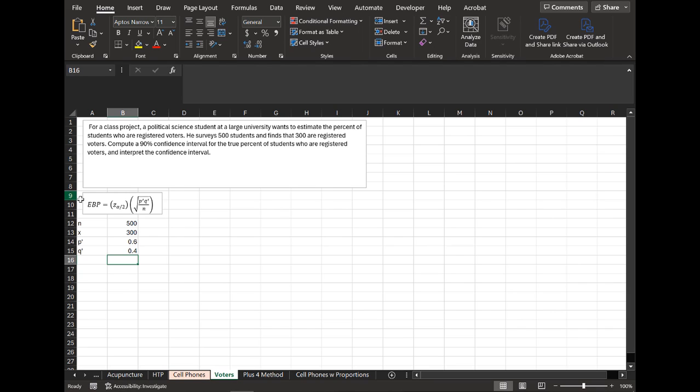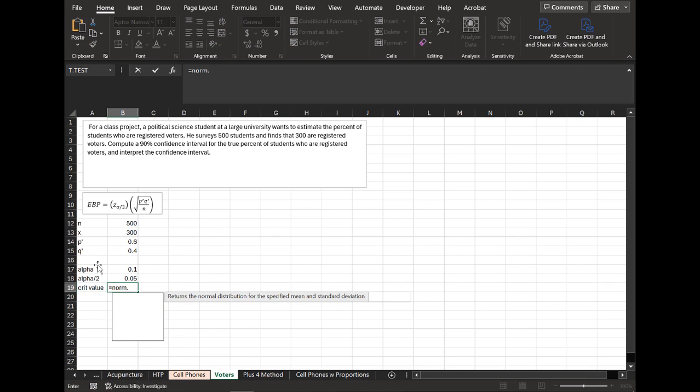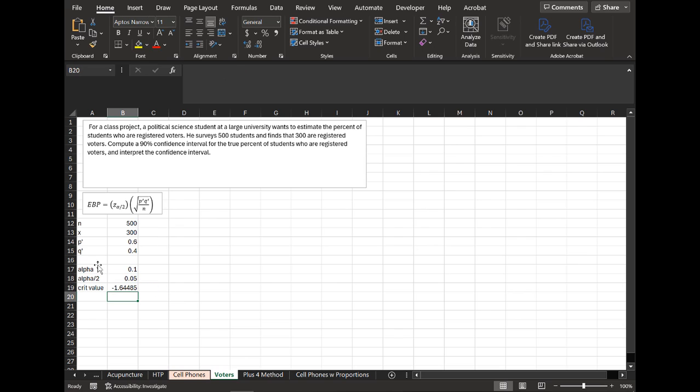And just as a little cheat for us, I put what the error bound formula is, just because it is a newer formula as we're getting used to working with confidence intervals for proportions. So for my alpha level, I have a 90% confidence interval, so my alpha is 0.1, but if I take my alpha divided by 2, that's going to be 0.05. And so from here, I can get my critical value. Now, with confidence intervals for proportions, your critical value is always just going to come off of the normal distribution. You just always use the normal distribution with proportions.